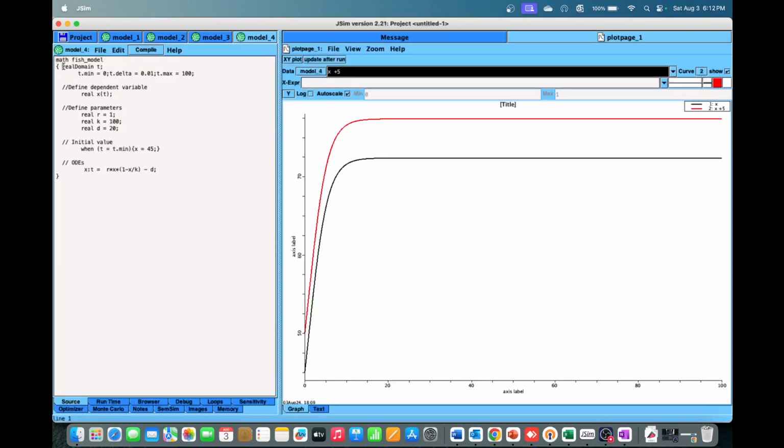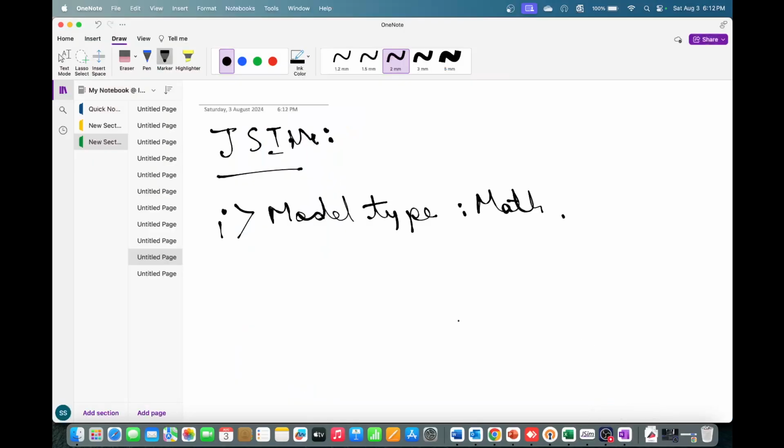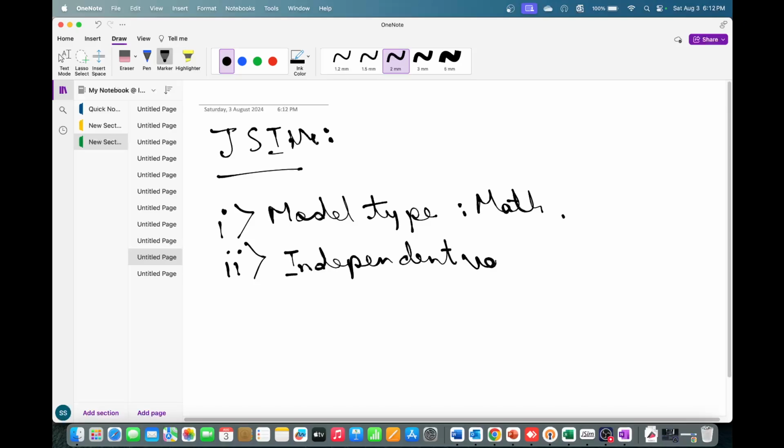Next is this real domain T. This is basically your independent variable. This is the first thing that you define, and in real domain what you are telling is that T is real, it's not complex or anything else. So that is how you are defining your independent variable. First you define your model type, then you define your independent variable, which is given in the real domain.